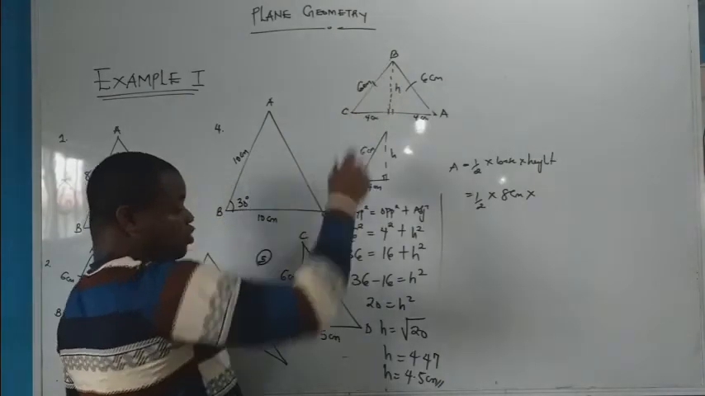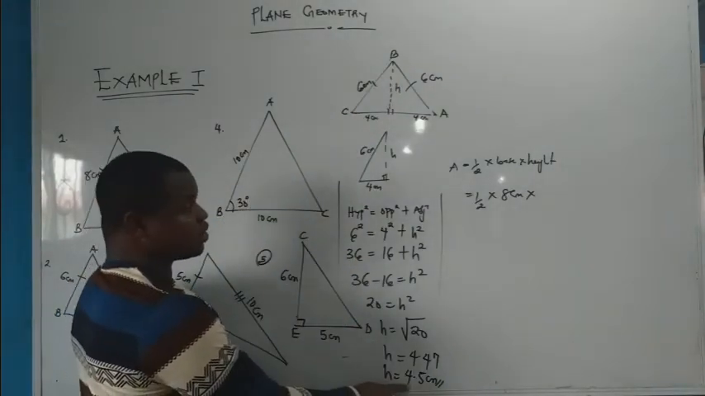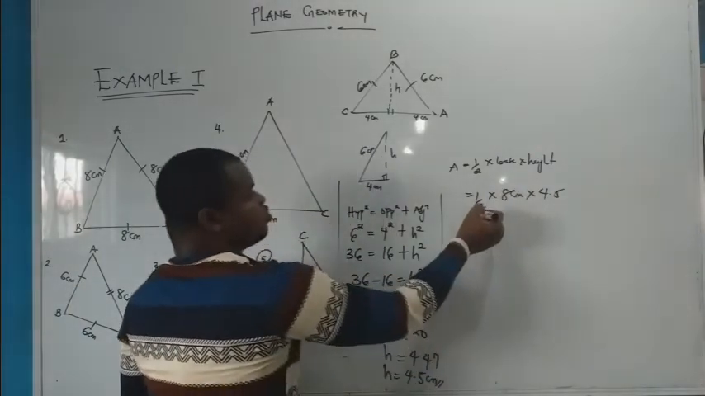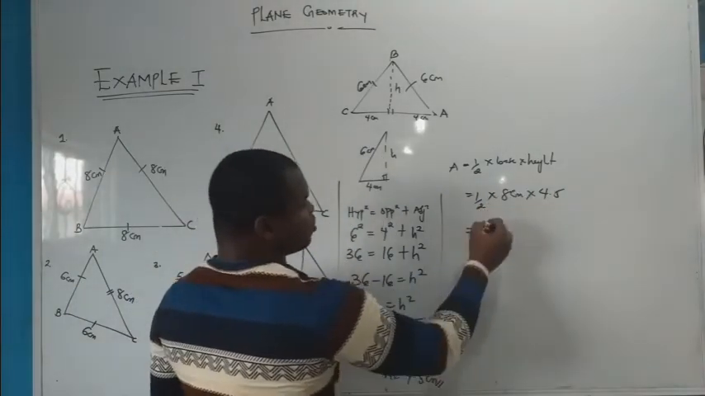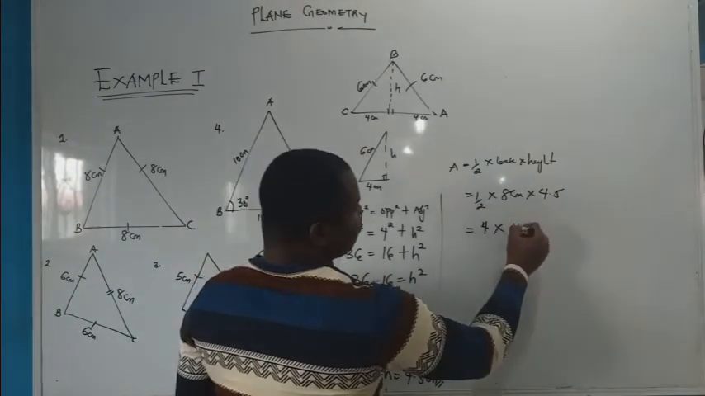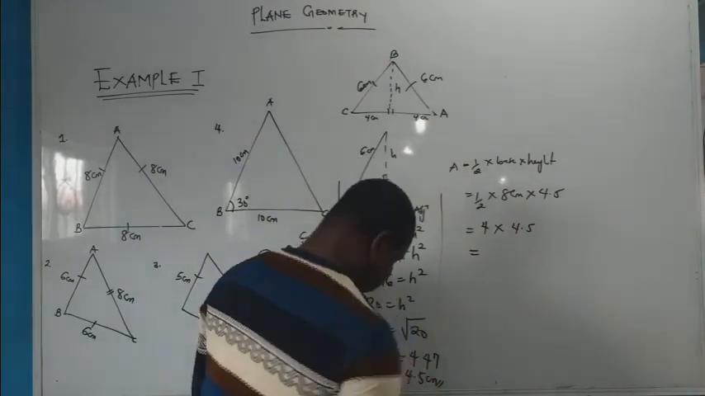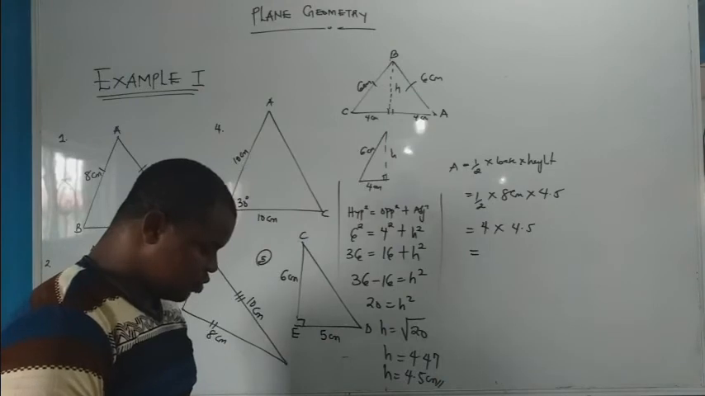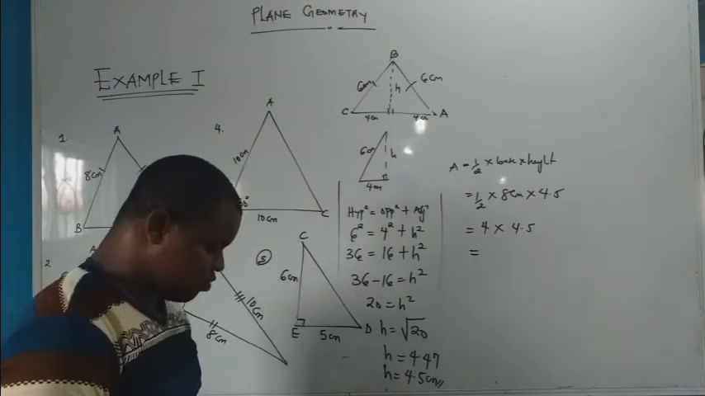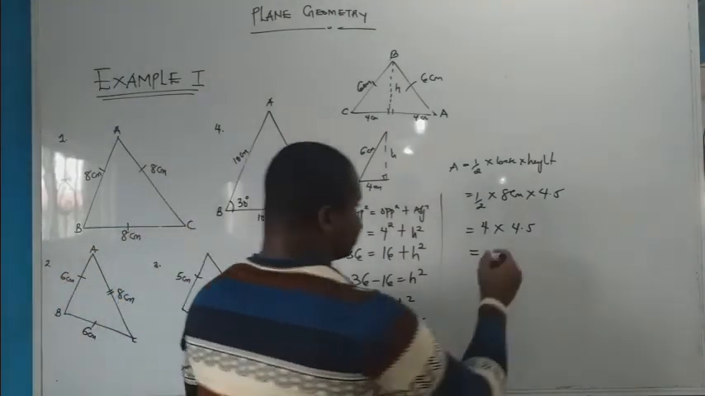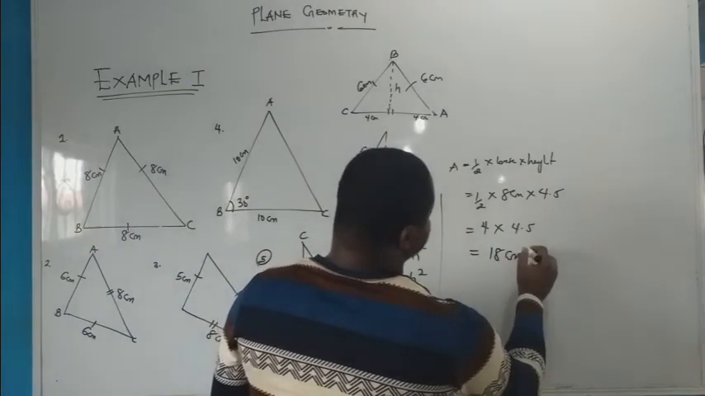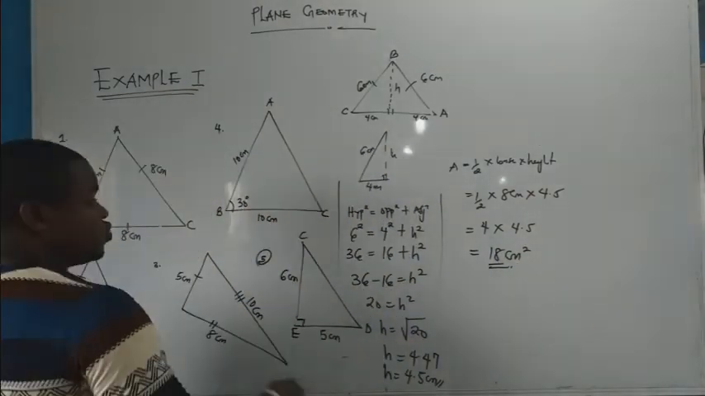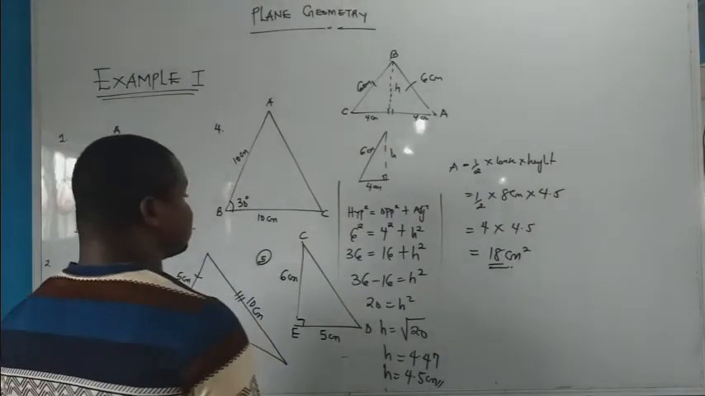And this is the height we got. Height is 4.5 centimeters. So 2 in 8, that's 4. So it will be 4 times 4.5. You have 18. 18 centimeters squared is the answer. So the answer to that is 18 centimeters squared.